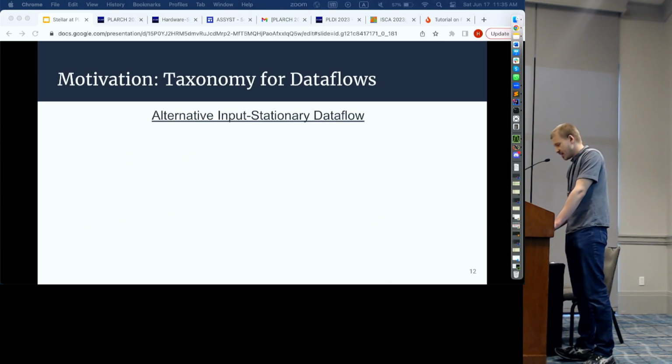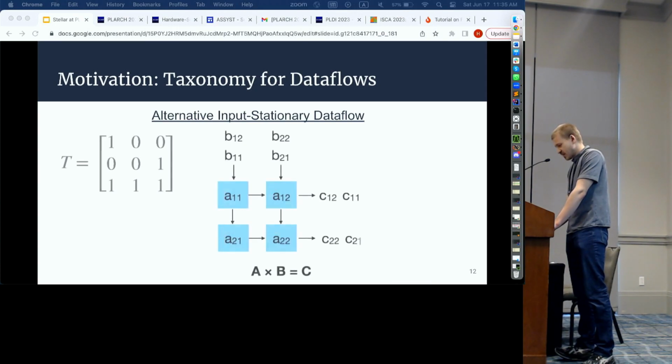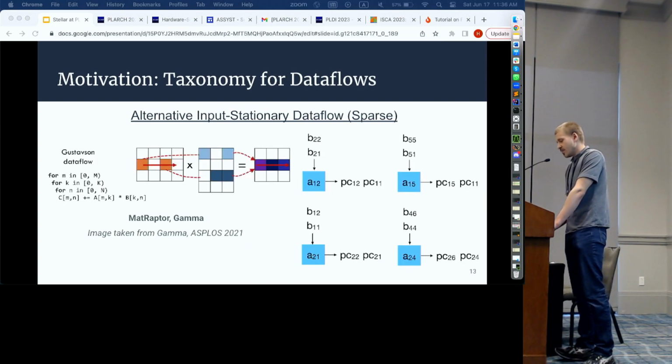And finally, we can also consider the alternative input stationary data flow I described earlier. In the dense case, there's not really much point in using this data flow over the other input stationary one. It achieves basically the same reuse and the same hardware complexity. But in the case of sparse accelerators, this data flow is sometimes called the Gustavson data flow, right? And was exploited by two relatively recent sparse accelerator papers to get better efficiency than the outer product data flow, at least in some specific use cases.